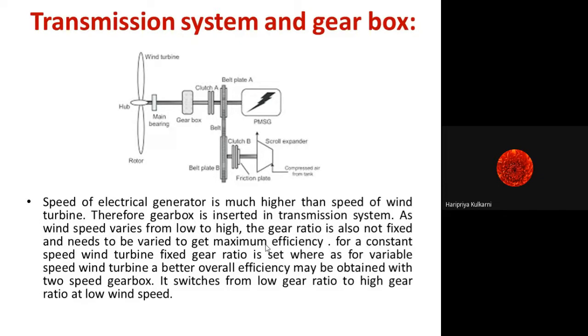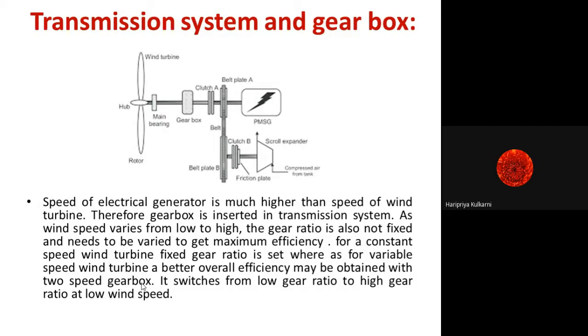For a constant speed wind turbine, a fixed gear ratio is set. Suppose we want a constant speed, we can have a fixed gear ratio, so that we get constant speed and we get the rated power output. Whereas for a variable speed wind turbine, a better overall efficiency may be obtained with two speeds. Generally, one speed or two speeds, depending upon the rating available and the availability of wind speed, we can have one or two gear ratios, not more than that.